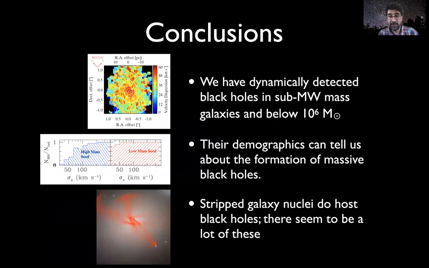So to conclude, we've dynamically detected black holes in sub-Milky Way mass galaxies and below 1 million solar masses. Their demographics can tell us something about the formation of massive black holes, and stripped galaxy nuclei do host black holes, and there seem to be a lot of these.